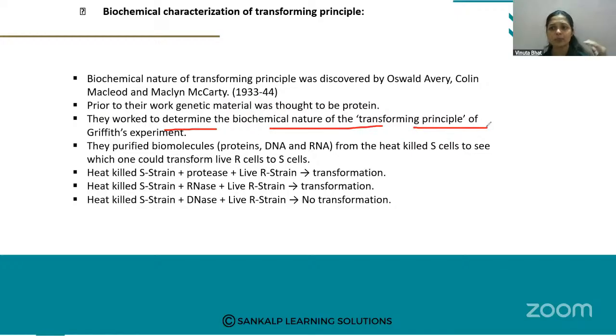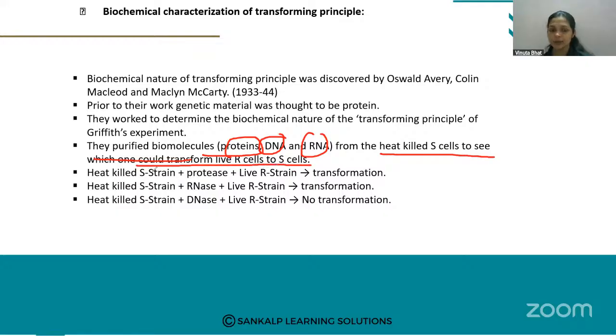They thought that protein is the genetic material, but they performed the experiment. What was that experiment? They purified some biochemicals, that is proteins, DNA, RNA from the heat killed S cells to see which one could transform live R cells to S cells.